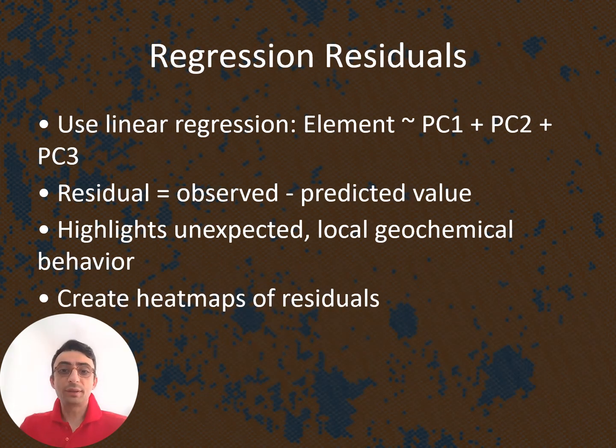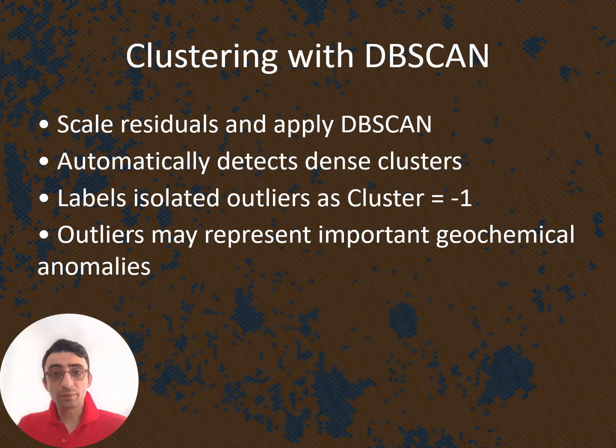Then is the prediction stage. Instead of just looking at raw concentration, we build a linear model to predict elements like nickel or copper using PCA components. What we are really interested in are the residuals, the difference between what the model expects and what we actually observe. So these residuals highlight local geochemical anomalies like veins, alteration zones, or mineralized pockets that do not follow the original trend. Then we scale the residuals and run DBSCAN.